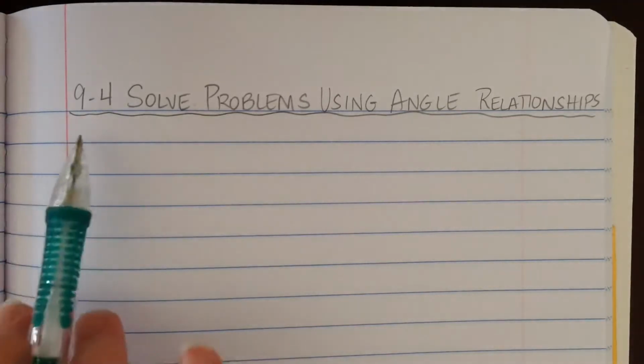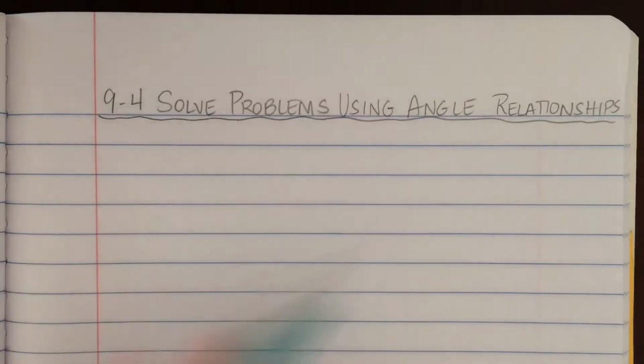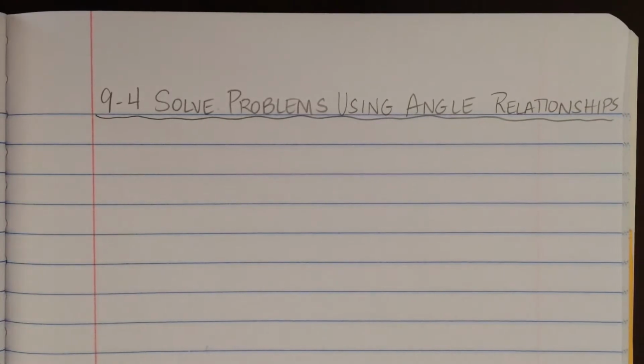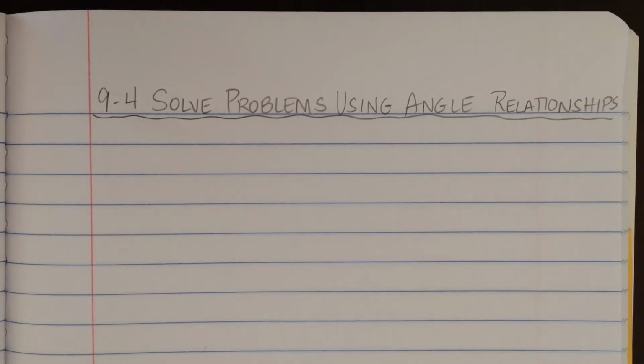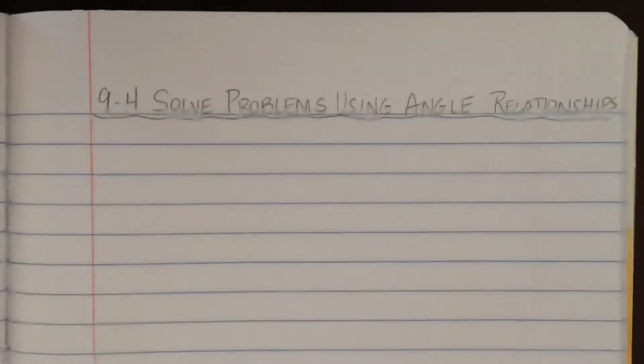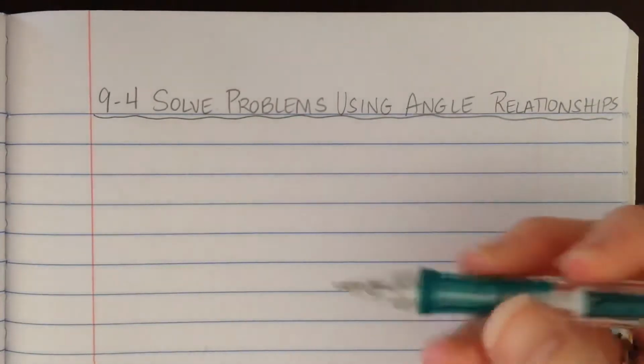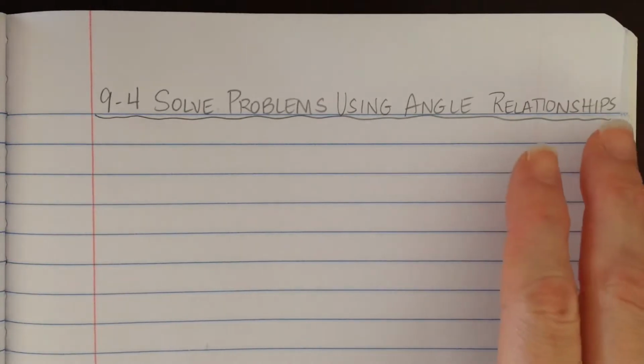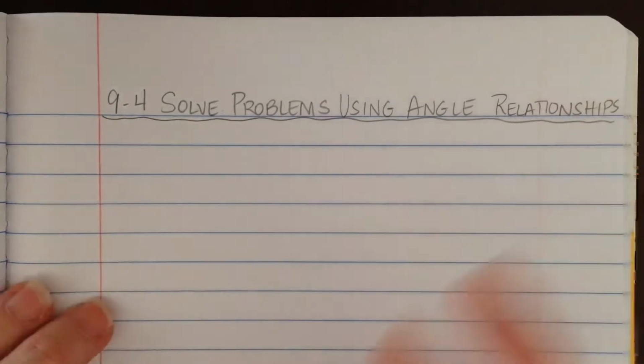We're going to start with lesson 9.4, which is solve problems using angle relationships. The first thing we're going to do is some vocabulary. I put some stuff in the Google Classroom that covers this as well, so if you want to print that, download it, look at it, it's there for you.